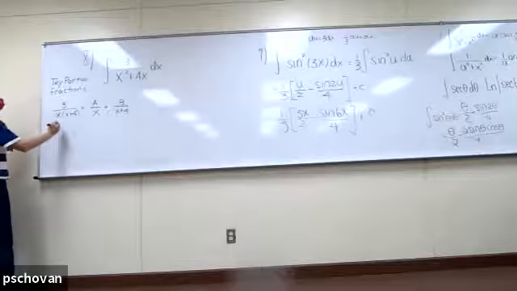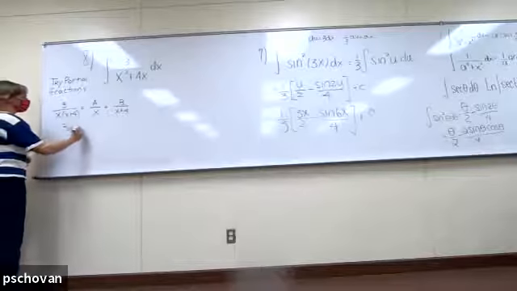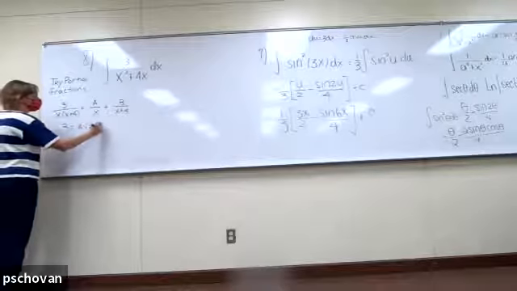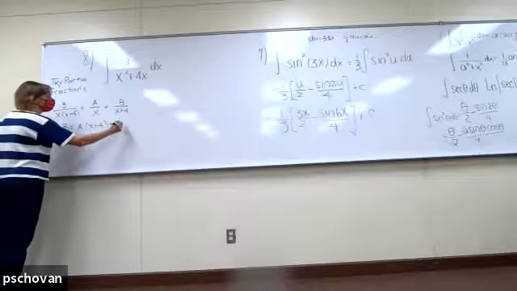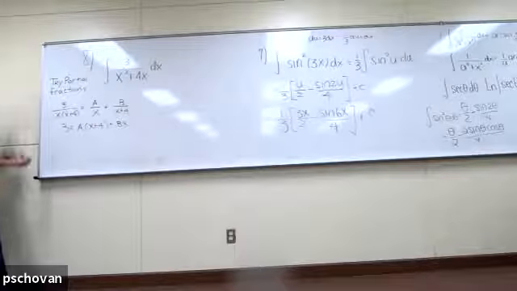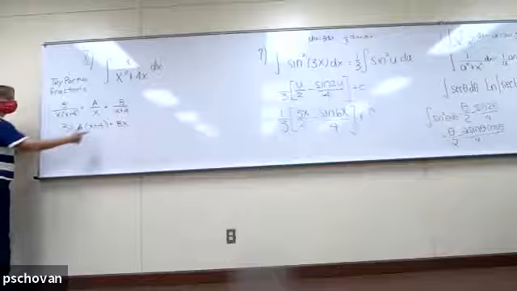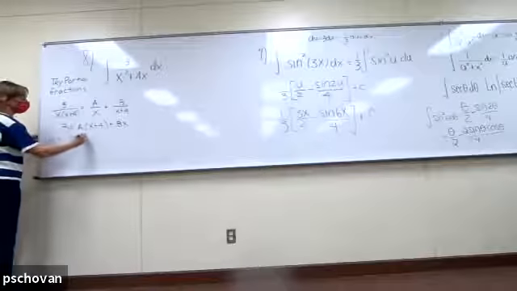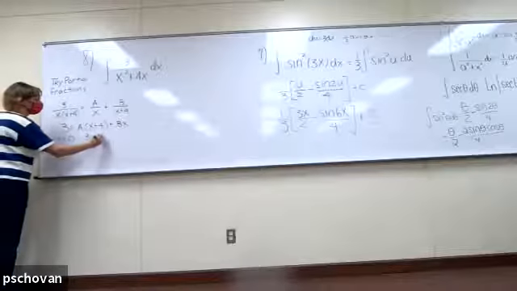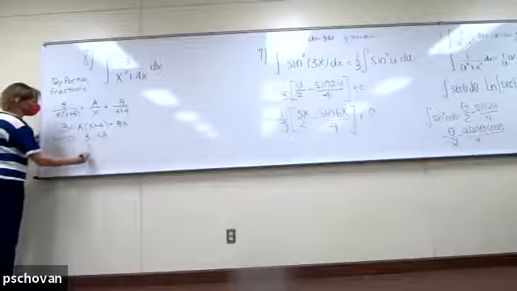And then cross multiply so that you get the equation 3 is equal to A times x plus 4 plus B times x. If you let x equal 0, you'll get A, because the B term will be 0. This will be 4A is equal to 3.